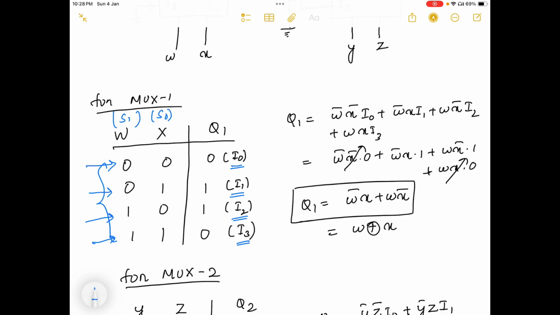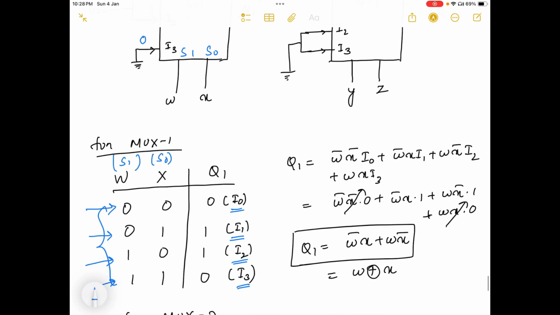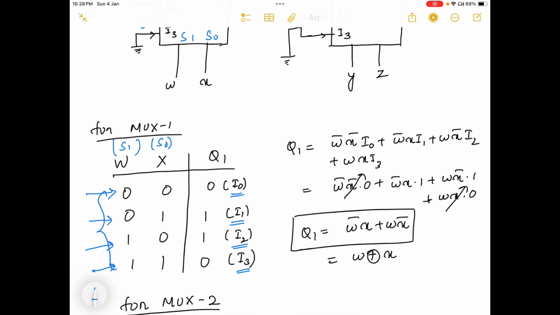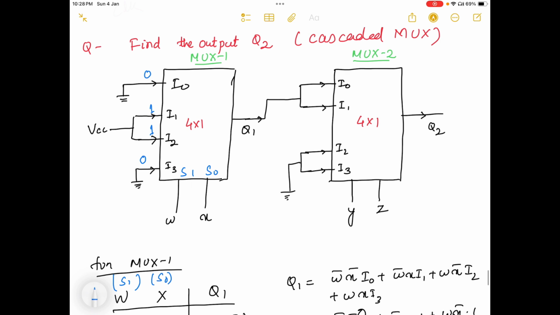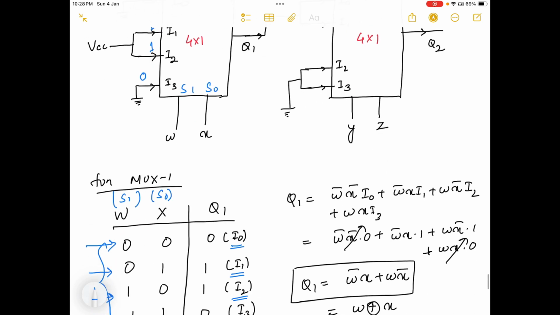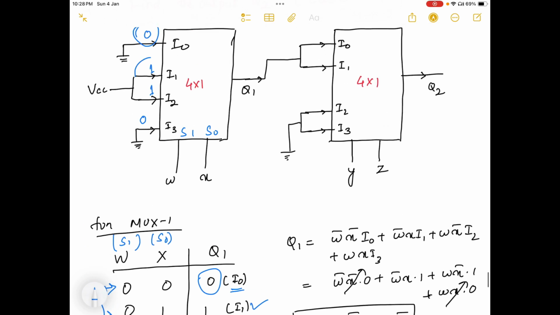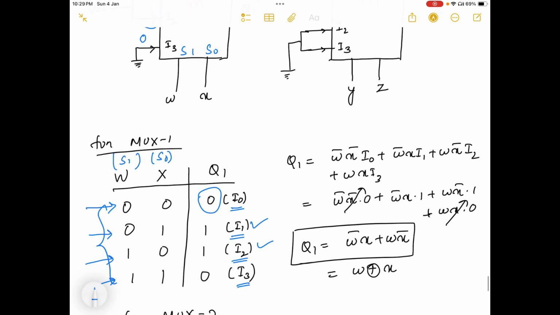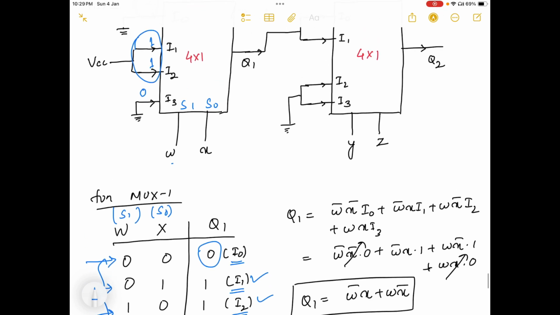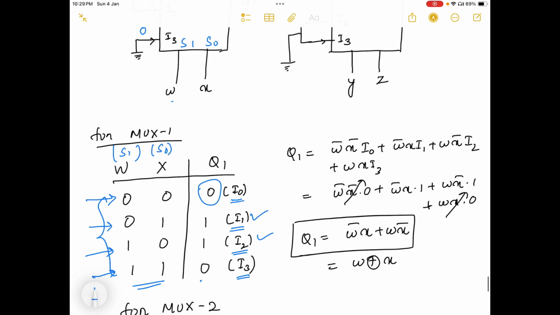You can see here, when 00 is selected, Q1 is I0, which is nothing but 0. That's why I wrote 0 here. And when 01 or 10 is selected, Q1 equals I1 and I2, so both will be 1, and I wrote 1 and 1. And when both selection lines W and X are 1, 1, then I am getting Q1 equal to I3, which is nothing but 0.